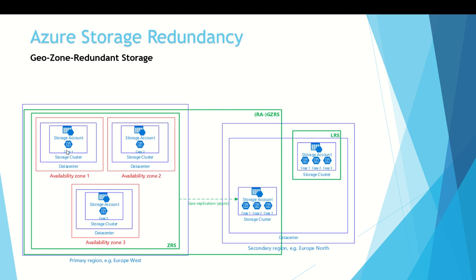So this is a simple picture to help you understand: this is GRS and this is the local availability zones, LRS. So it's replicating, geo replication is in progress to the different region.